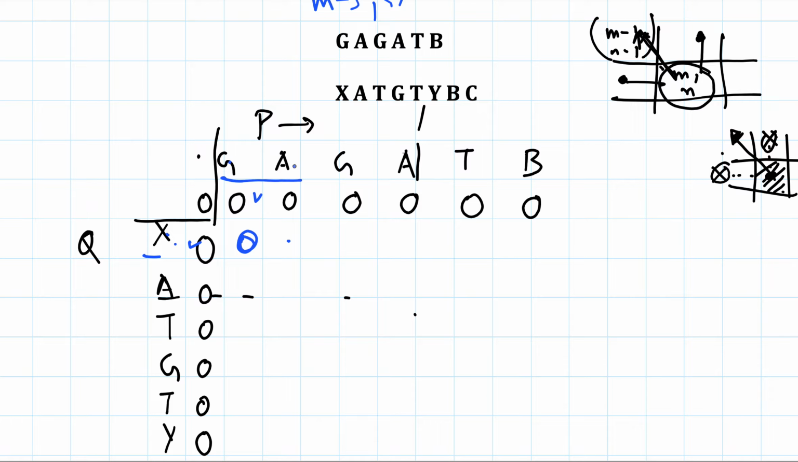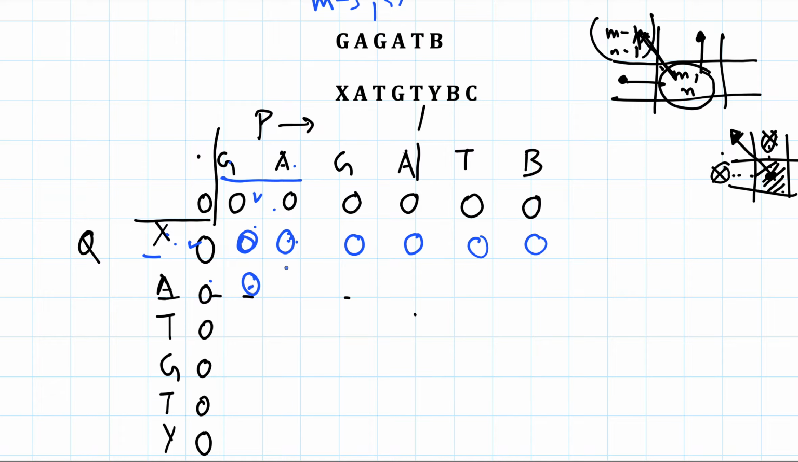So X and A are not equal. So we will take the maximum of this and this. Both are 0, so again 0. Then we come here. Max of these two are again 0. Similarly here, here and here. Now we compare A with G. Again they are not equal. So we will take max of this and this.